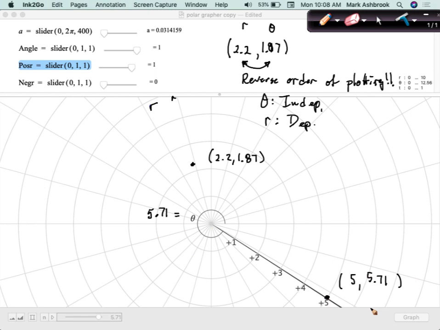Okay, yes please. Is there still 4 coordinates in the polar? Quadrants? Yep, we still talk about the same 4 quadrants, yes. We still talk about first, second, third, and fourth quadrants, yep.